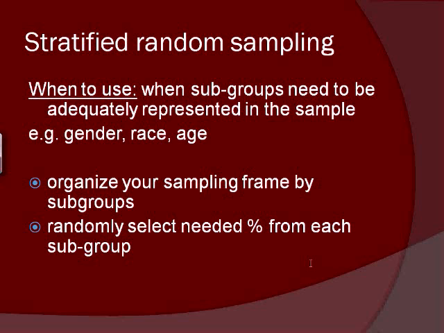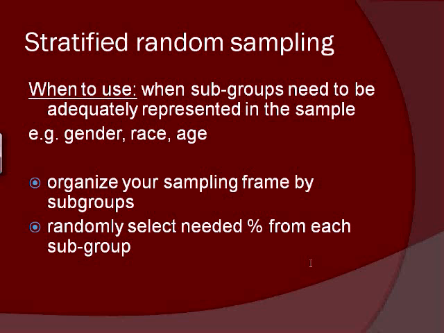Now, in this case, we don't use convenience as we did in quota sampling. In stratified random sampling, we use, of course, random selection. So we need the sampling frame. Then we organize our sampling frame by subgroups. For example, we can split our file with, for instance, Westchester University students into men and women, or into different college years, freshmen, sophomores, juniors, seniors, or into different racial and ethnic groups.